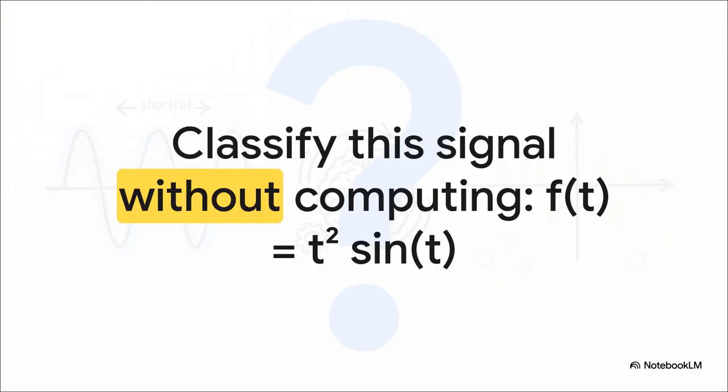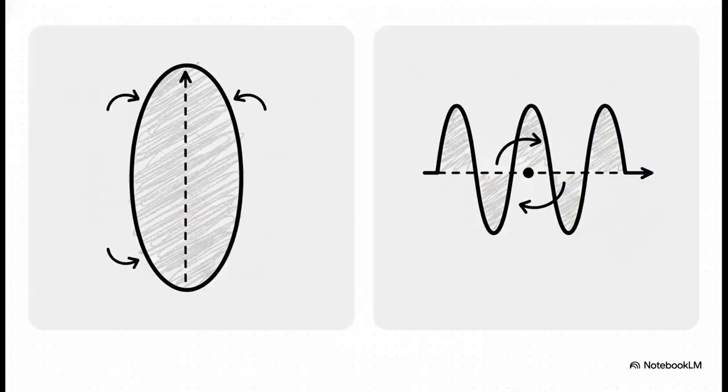Okay, first up, a classification problem. Now, the challenge here is don't plug in a single number. Just use the rules we've learned. So what kind of symmetry does this function, t squared times sine of t, actually have? Easy. We just break it down into its components. The first part, t squared, well, that's an even function. A good rule of thumb is that any even power of t is going to be even. And the second part, sine of t, that's one of our classic textbook odd functions.